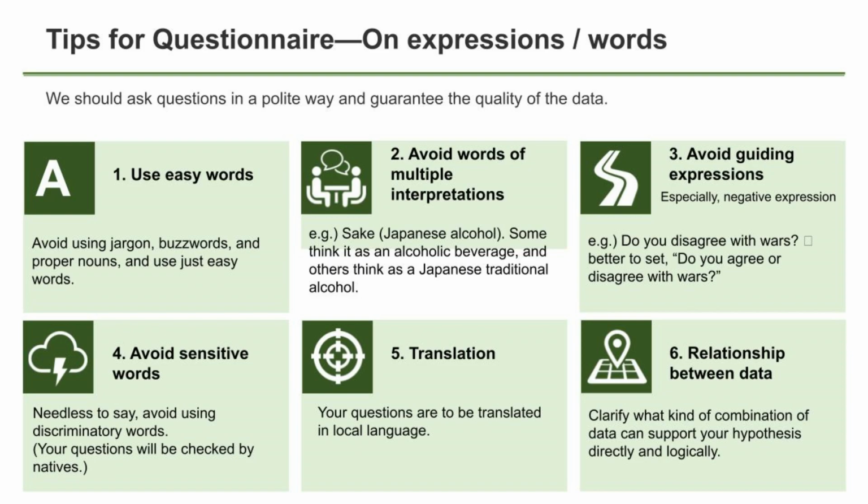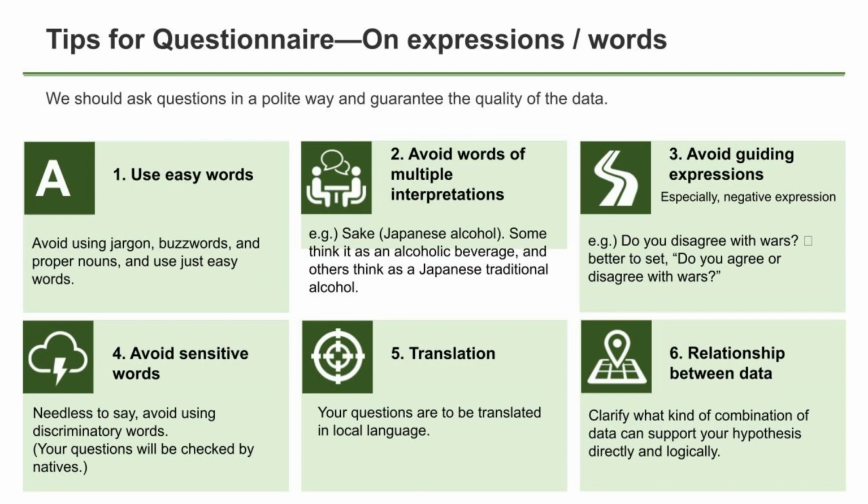Second, avoid using words that have multiple interpretations depending on the respondent. One example is sake. Some people may think of it as a general term for all alcoholic beverages, while others may think of it as specifically Japanese traditional alcohol. As another example, if you ask, is language education important for you? Some Lao children may think exclusively about Lao language education, while some might think it also includes foreign languages.